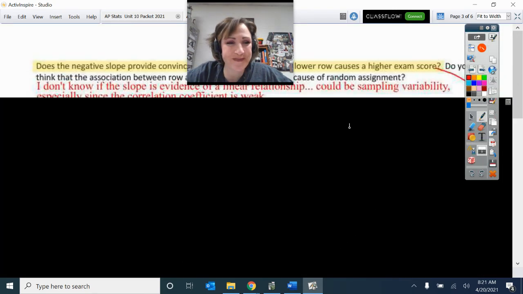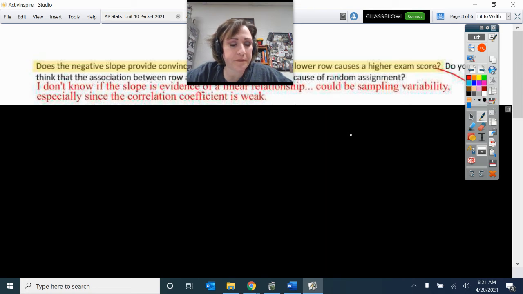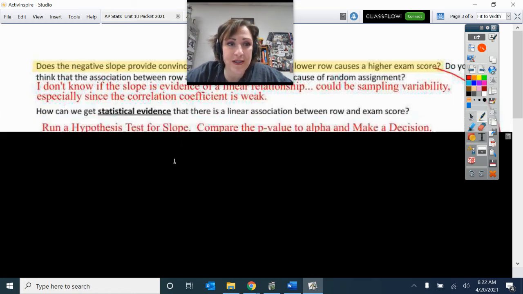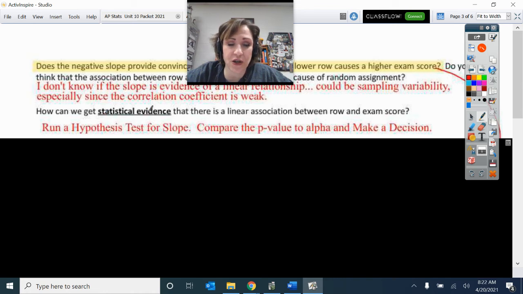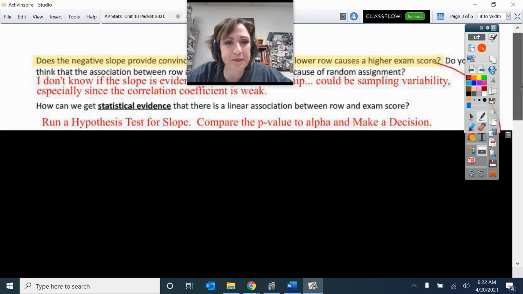Now let's go run the test. Here we go. This is it. Does this negative slope provide convincing evidence of that? Well, I don't know. What do I have to do to have statistical evidence? Run a hypothesis test so I can compare the p-value to alpha and make a decision. So here we go.